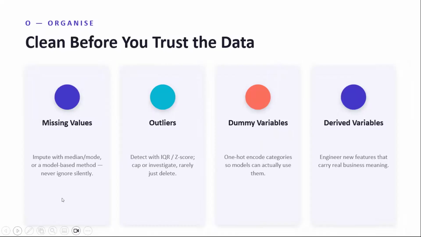Now let's look at organizing the data. When you look at organizing the data, there are four main things you end up doing. You do missing values, outliers, and then you have to create some dummy variables and derived variables. So missing values is self-explanatory.